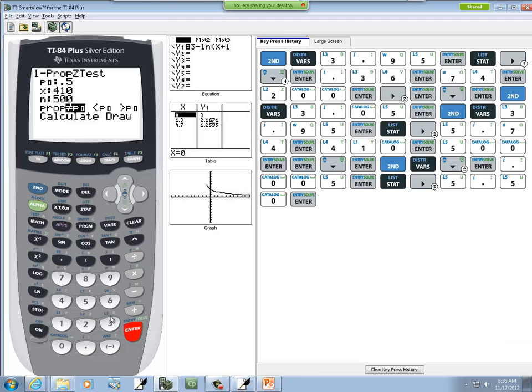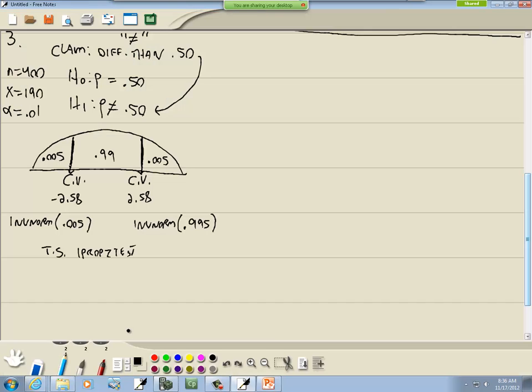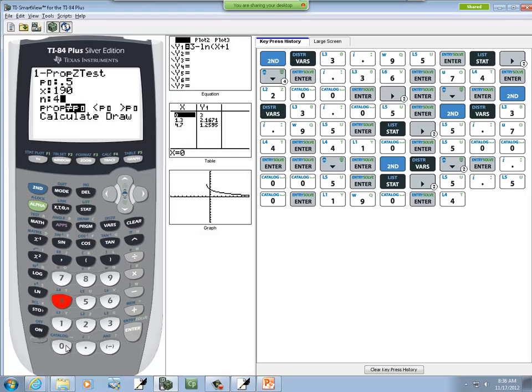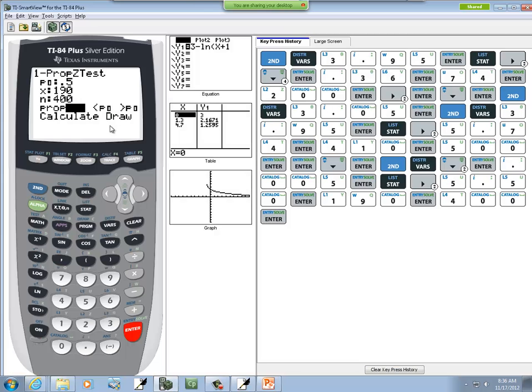For X was 190. For N, we have 400. The symbol on H1 is a not equal to, so I want that highlighted. If yours isn't already highlighted, press enter on the not equal. Down there to calculate, and press enter.